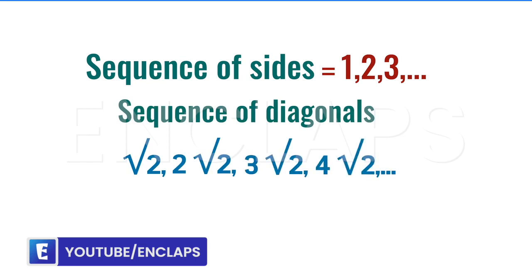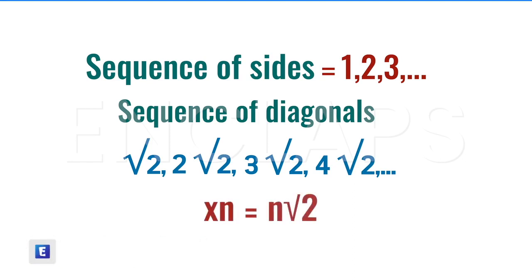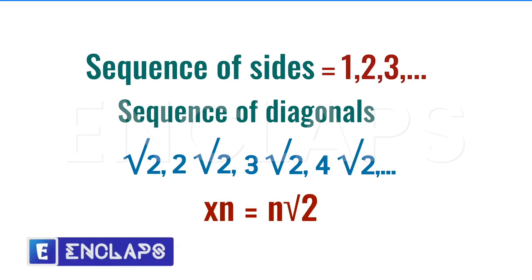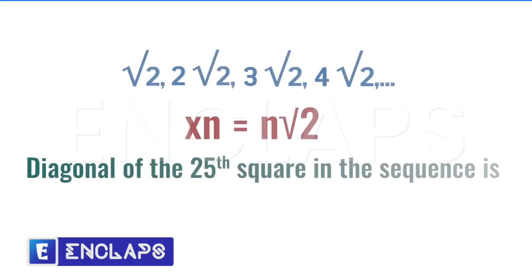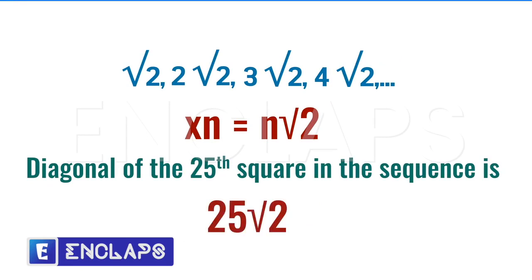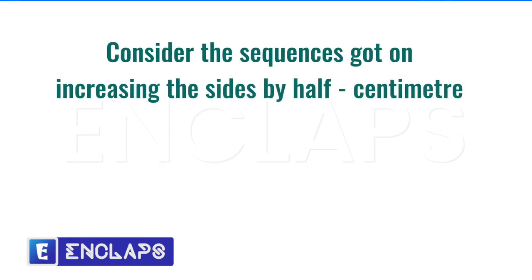By observing the sequence, we can say that multiplying the position with root 2 will give the term of the sequence. That is, for the first position, 1 into root 2 is the diagonal. And for the second position, 2 into root 2 is the diagonal. So in algebraic terms, the nth term can be written as xn is equal to n root 2. So by using the same procedure, the diagonal of the 25th square can be written as 25 into root 2, that is 25 root 2.